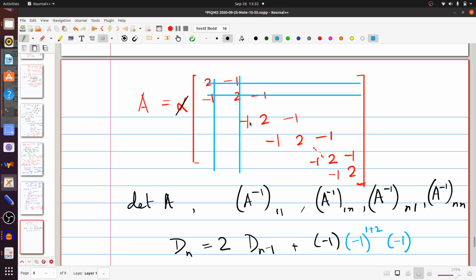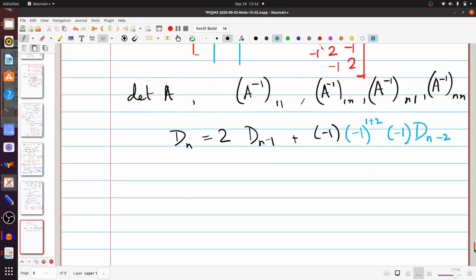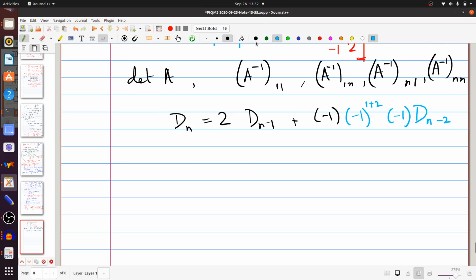So let's hope you did not get confused by the shoddy way in which I wrote this, but this minus 1 has already been taken care of when you drop this column. So you are now left with this n minus 2 by n minus 2 matrix, which is of exactly the same form, and you need to put down its determinant, which is dn minus 2. So dn, as we can easily see, obeys this recursion relation: dn is 2dn minus 1 minus dn minus 2.